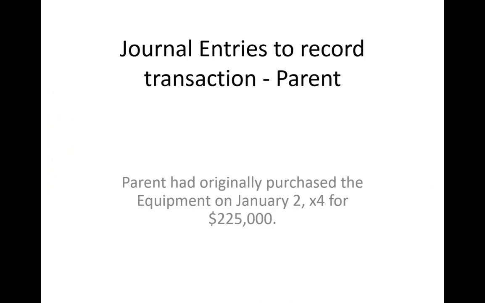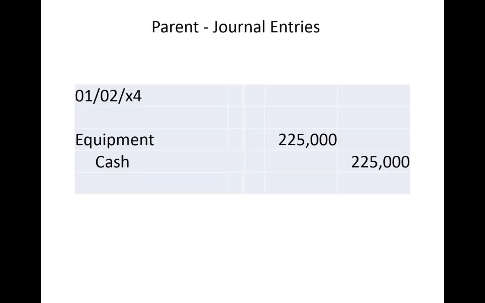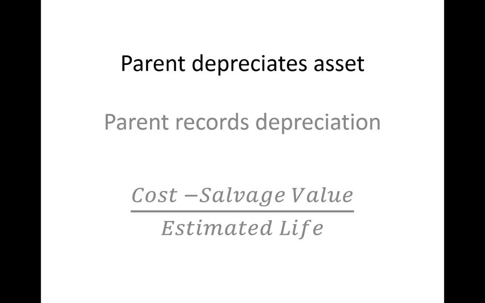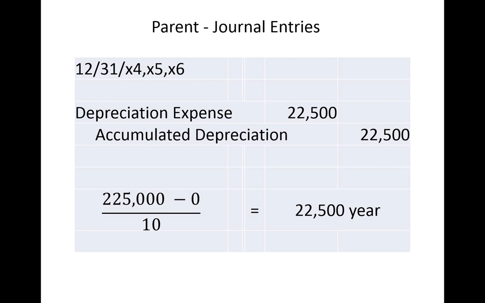So let's go ahead and back up a little bit to when the parent originally purchased the equipment back in X4. They would have made the following entry: debit equipment, credit cash for $225. The parent is going to depreciate that equipment over a 10-year life, and for this class we'll use straight line depreciation. And here's the formula in case you've forgotten. It's going to be cost minus salvage value divided by the estimated useful life. If we take that, we get $22,500 a year in depreciation.